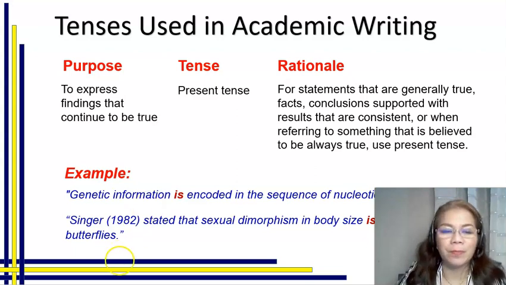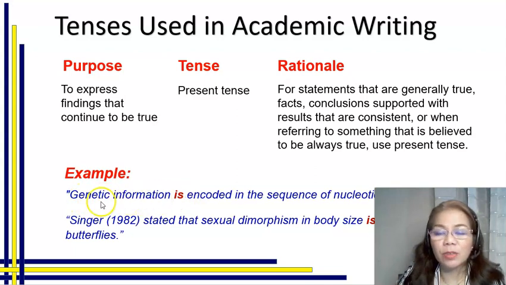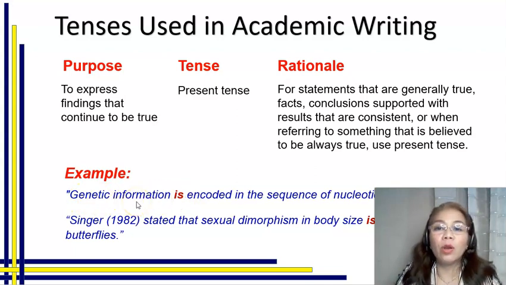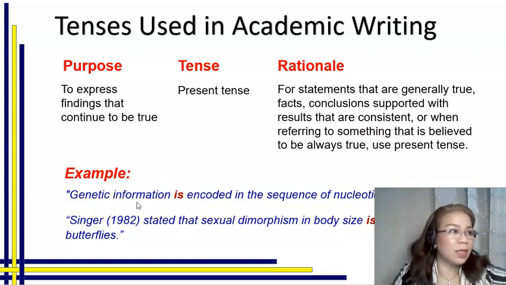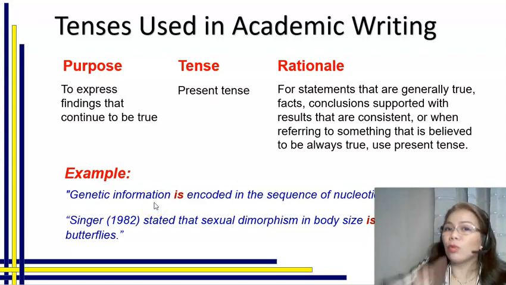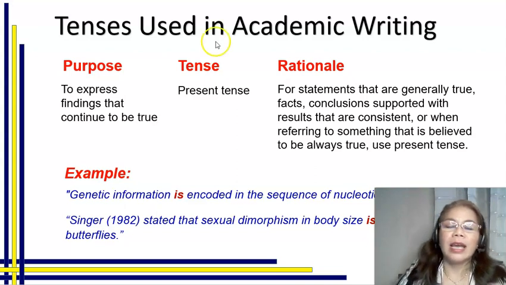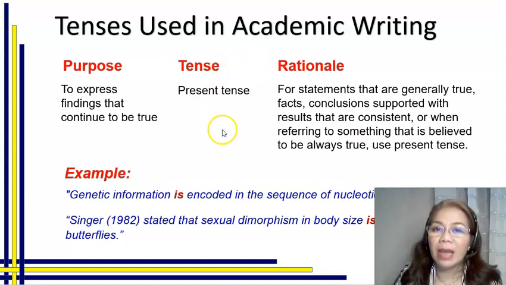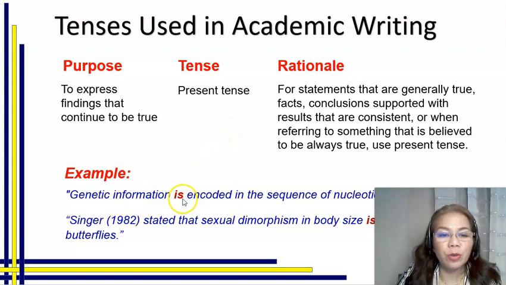For example, genetic information is encoded in the sequence of nucleotides on DNA. Now, this fact about genetic information is always true, whether it was studied in the past, whether it is studied at the present, or whether it will be studied in the future. It is true and will remain true. Therefore, you use the present tense.